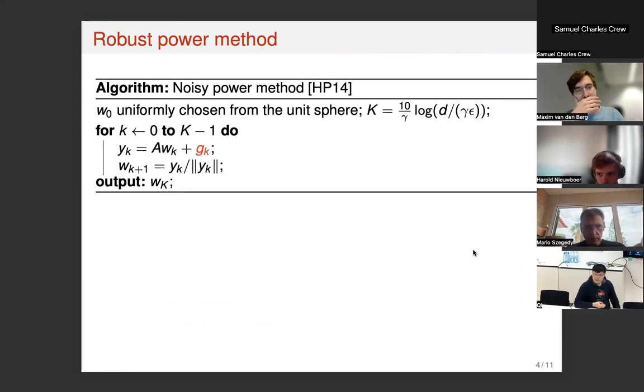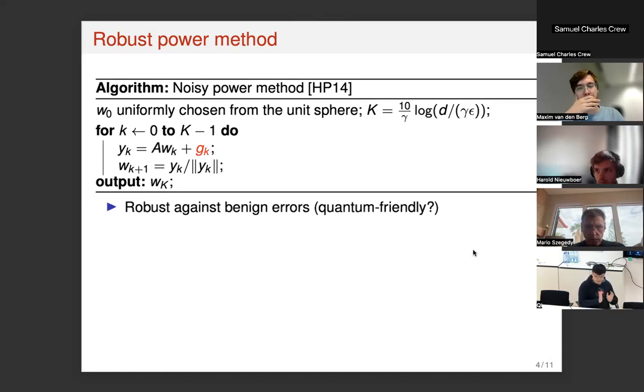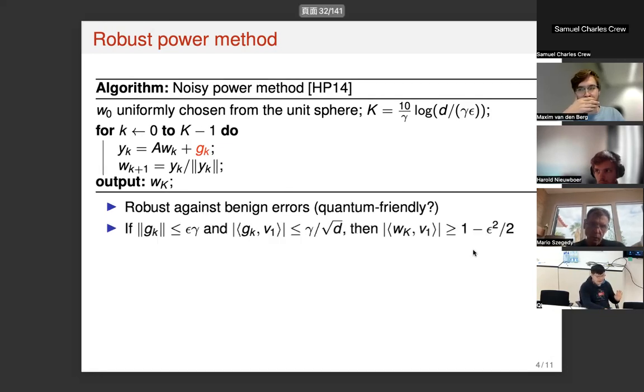Thanks to Hardt and Price in 2014, they provide a really nice and careful analysis of how the error will still make your power method work, if your error g_k is benign. I will explain what benign means. Precisely, benign error means its L2 norm is small, say epsilon times gamma. And one more constraint is that the inner product of g_k with v_1 is small. That is, not most of the components of g_k lie on v_1.